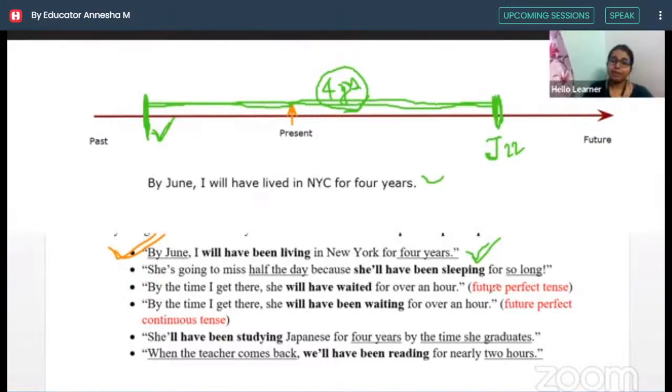But if you say I have lived in New York City for 4 years by June, I will have lived in New York City by June for 4 years, then you are just saying कि 4 साल complete हो जाएंगे मेरे जून में. Okay, there is just a very slight distinction between future perfect tense and future perfect continuous. ज़्यादा difference है नहीं. All right, I hope this is clear.